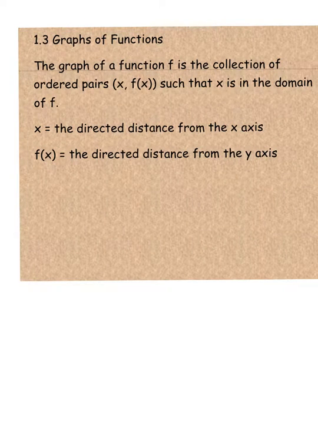Section 1.3, Graphs of Functions. The graph of a function f is the collection of ordered pairs (x, f(x)), or (x, y), such that x is in the domain of f. Your x value is the directed distance from the y-axis, and f(x), or y, is the directed distance from the x-axis.